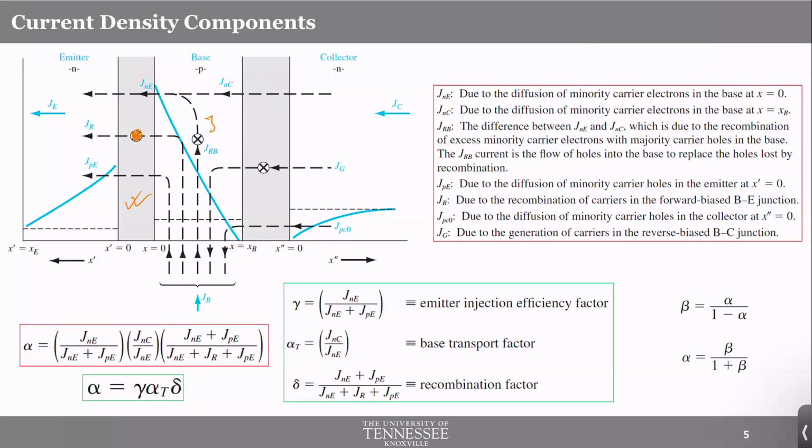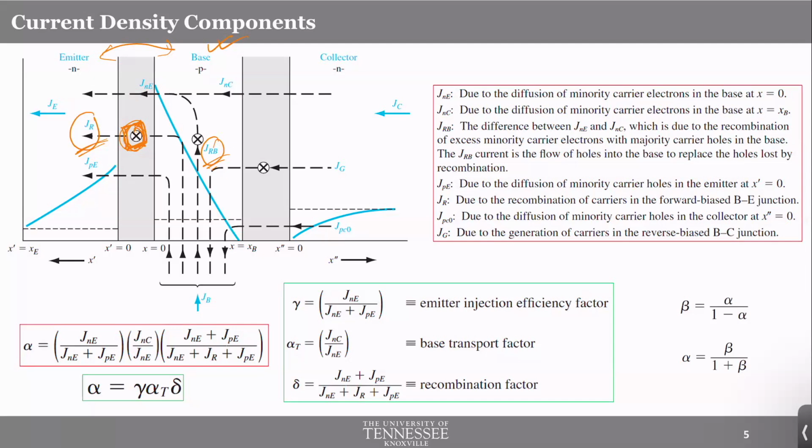Remember, there are two recombination factors that we talked about. One is within the base, due to the recombination of electrons that were injected inside the base and the holes that were already inside the base. Because of their recombination, you have a component called JRB. But there is also another type of recombination that takes place within the forward biased junction between base and emitter, not inside the base, but inside the junction. This recombination component is represented as JR. Notice we are not using E, B, or C. It's not in the emitter, base, or collector. It's within the junction.